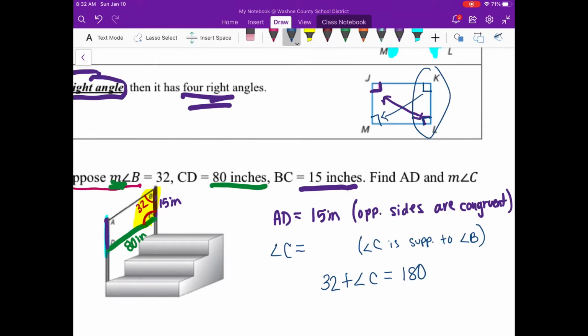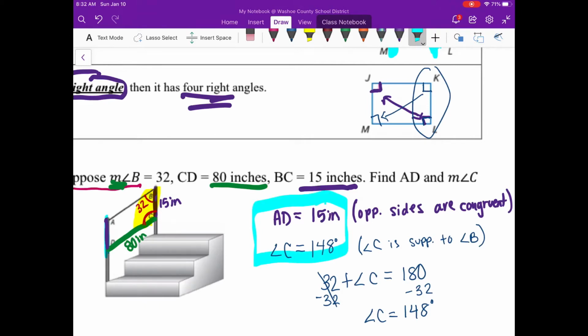So 32 plus angle C, which is what I'm looking for, needs to equal 180 degrees because they're supplementary to each other. So I'm going to subtract 32 from both sides. Then I get angle C comes out to 148. So that's what angle C equals, and that's how I got it, because they are supplementary to each other because they're right next to each other. Okay, so this came out to be 148.